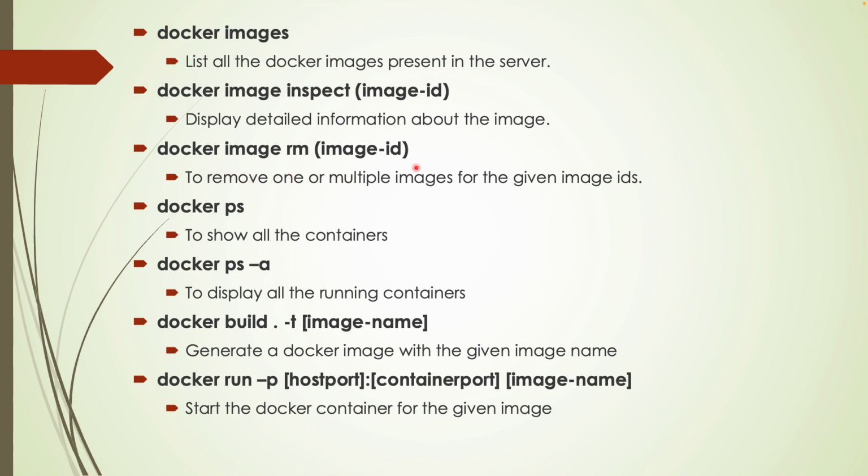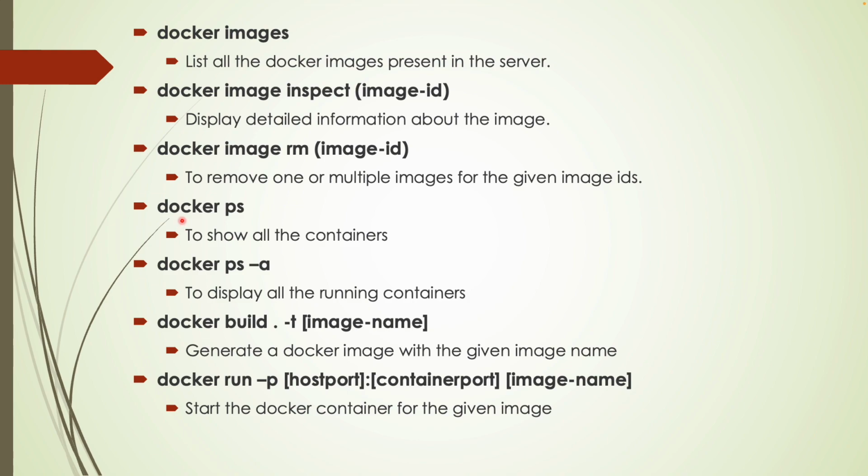Next, suppose I want to remove a Docker image from my server. I don't want that Docker image anymore, or I created a wrong Docker image by mistake, or I changed something in my code and have to create a new Docker image, so I don't want the old one. How can I remove that Docker image from my server? What command do I need to give? It is docker image rm image ID. If I want to remove multiple images, I can provide all those image IDs here, which will remove all of them at a time.